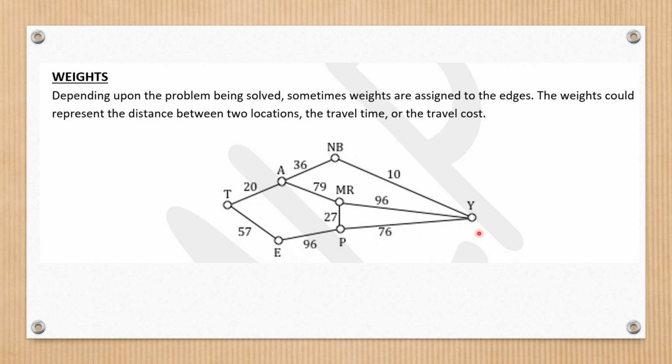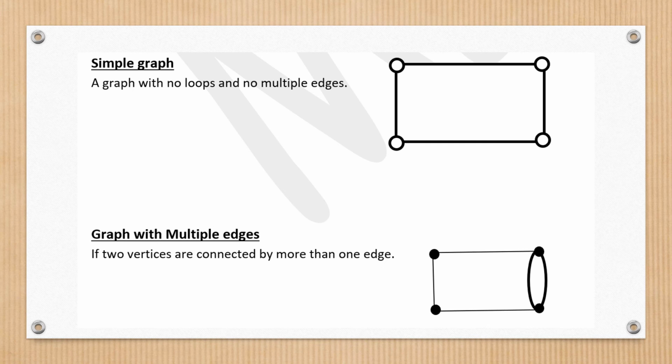So it can be travel time. It can represent travel time, travel cost, or distance. Distance. So let's say, for example, from NB to Y, the distance is 10 kilometers, for example, 10 kilometers or 10 miles. So that is what weights mean. Weights in a graph.